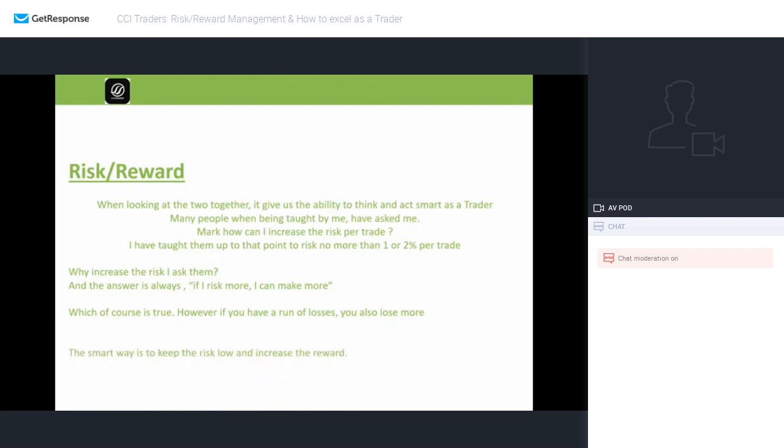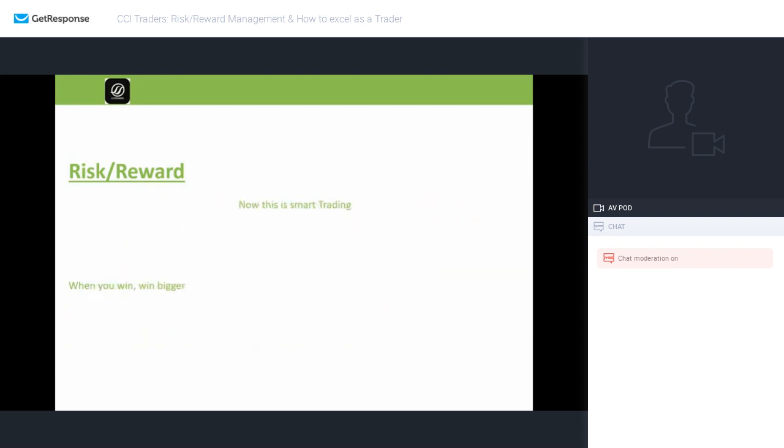The smart way, of course, is to keep the risk low, yet increase the reward. Now, this is smart trading. When you win bigger, keep the winning trades running. Kill the losing trades early. It's all about having bigger wins and smaller losses. You enhance the reward to risk settings so that you win bigger, and when you lose, smaller.